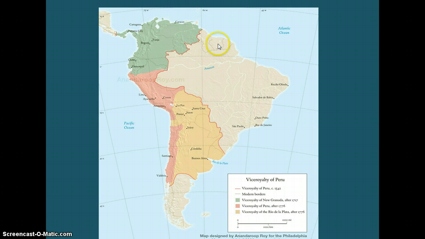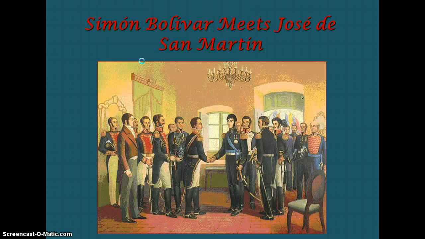Okay, so as you can see, the Viceroyalty of New Granada up here at the top, the Viceroyalty of Peru, technically another colony that we didn't talk too much about, but Rio de la Plata and New Granada are the most important regions, and we include Peru in both of these revolutionary movements in these colonies. Simón Bolivar and José de San Martin meeting in their famous coming together in Ecuador, where San Martin hands over control of his forces to Bolivar.